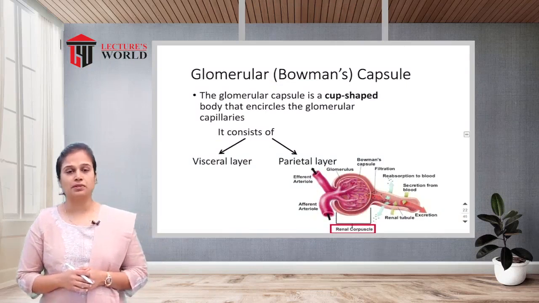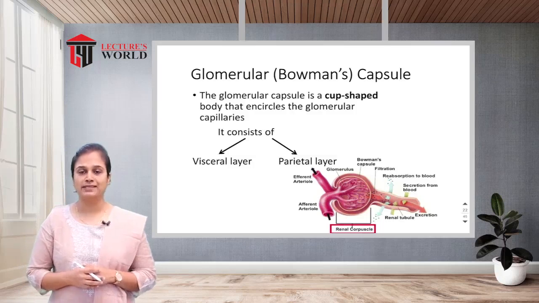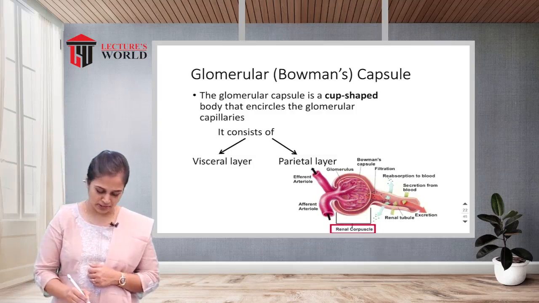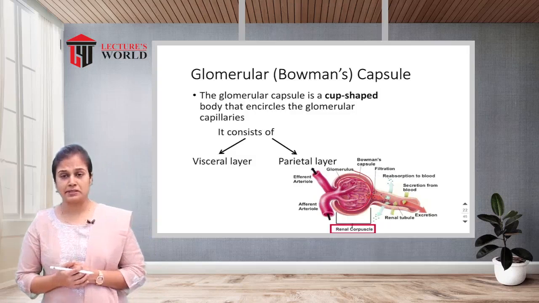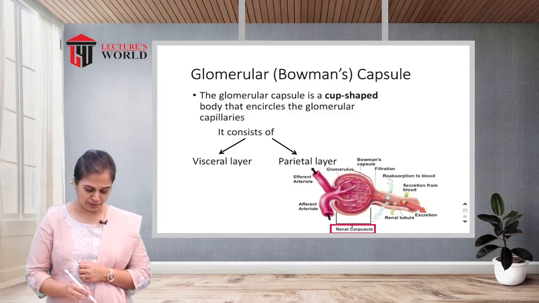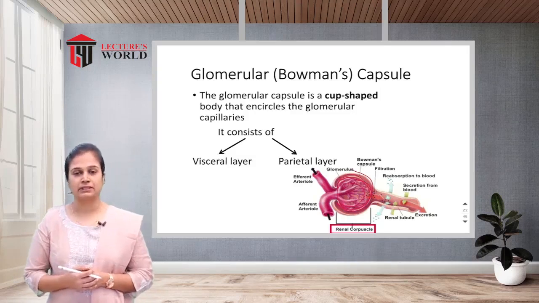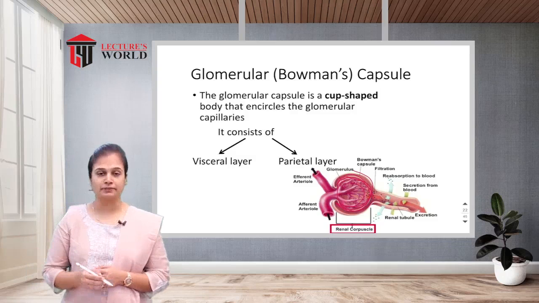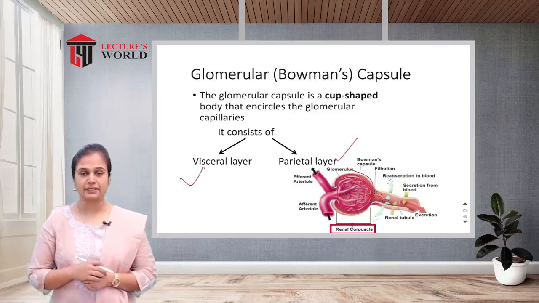Now we will talk about the glomerular capsule. It is also called Bowman's capsule. The glomerular capsule is a cup shaped body that encircles the glomerular capillaries. So you can see, these are the capillaries and this capsule encircles the capillaries, and it consists of two layers. One is the visceral layer and the second is the parietal layer.